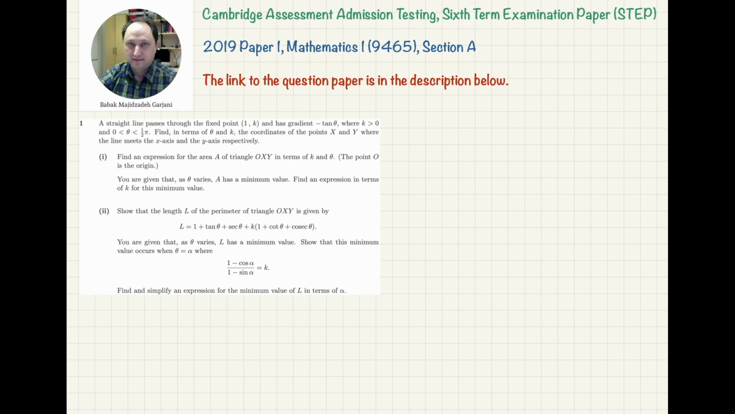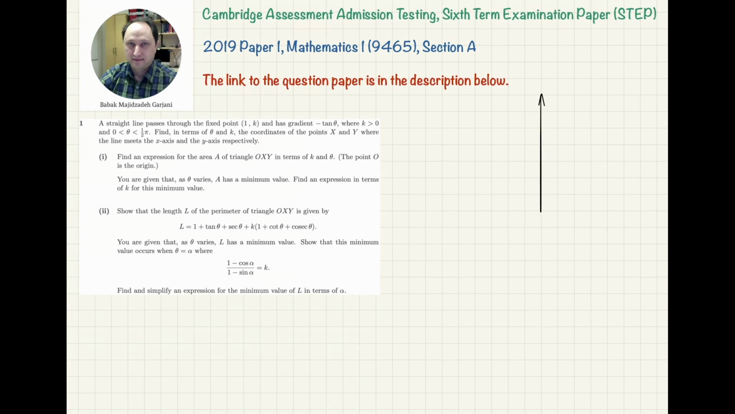So, in the first part of this question, you are supposed to find the coordinates of capital X, the x-intercept, and the coordinates of capital Y, the y-intercept. If I want to find the x and y intercepts of a given line, first I need to know the equation of that line. But before doing that, let us try to sketch a graph for this problem.